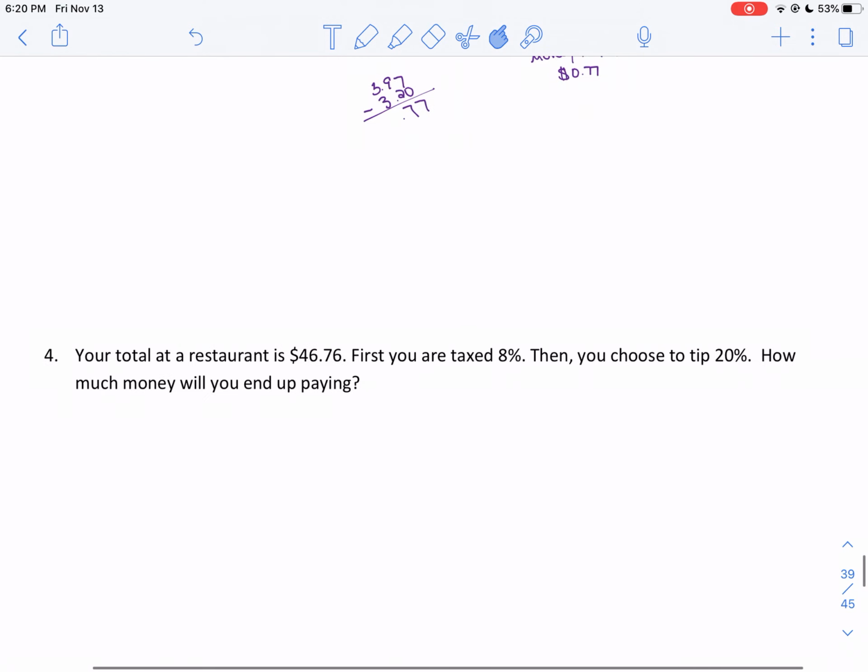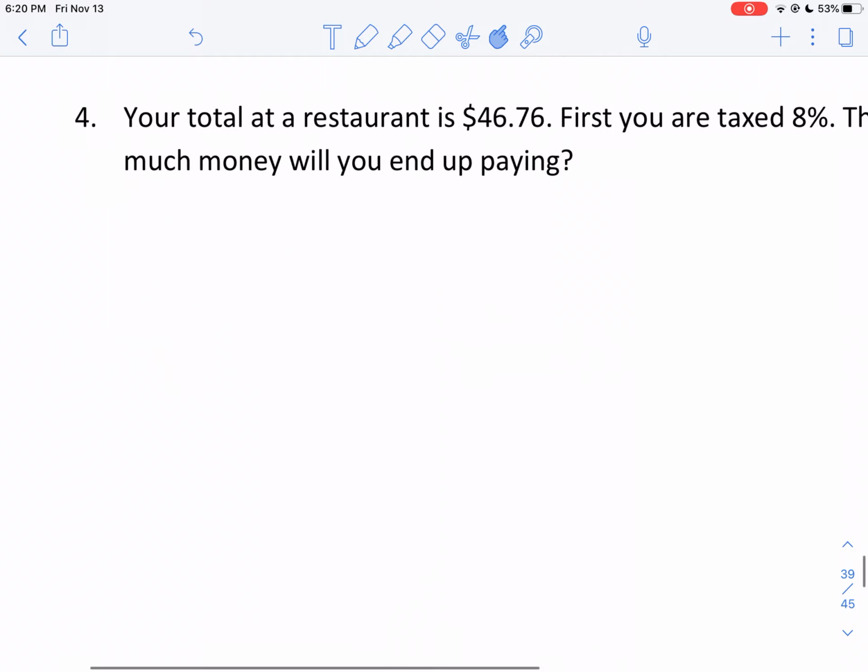Alright, so next one. Example 4. Your total at a restaurant is $46.76. First, you are taxed 8%. Then you choose to tip 20%. How much money will you end up paying? So this is one of those that tells us first you are taxed 8%. So it tells us that we're doing that tax first.